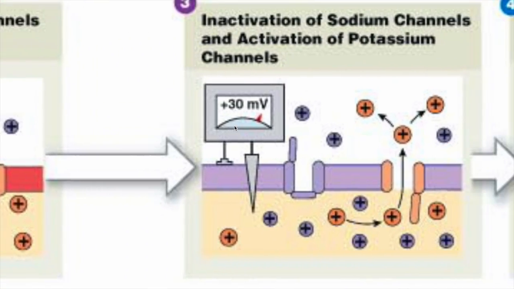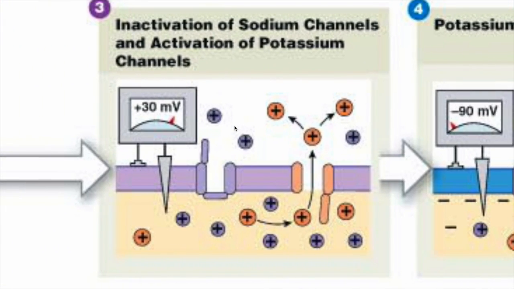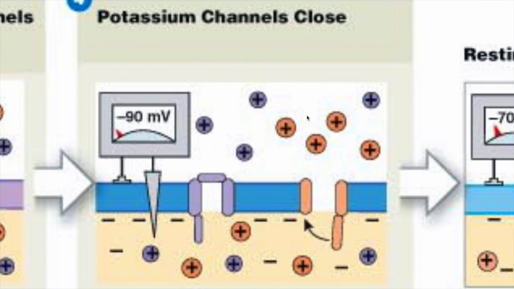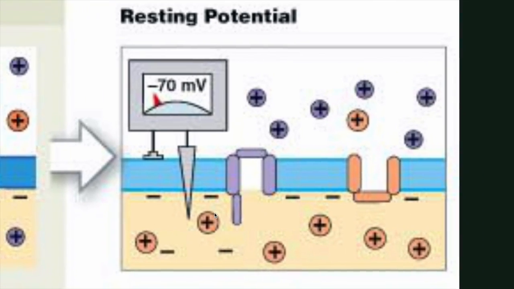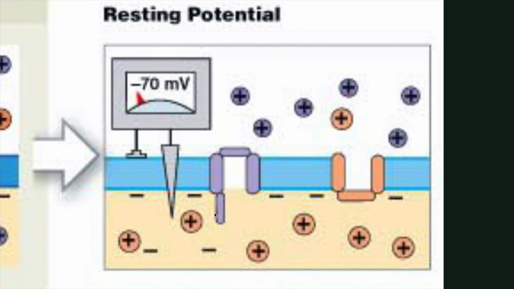When the cell reaches about plus 30, the voltage-gated sodium channels inactivate, and voltage-gated potassium channels open. Now this is going to allow potassium to leave the cell, and this is known as repolarization. Then this cell membrane is going to go down to about minus 90. And this phase is known as hyperpolarization because the potassium channels take a long time to close. And then finally all the voltage-gated channels close and the cell returns to the resting state.